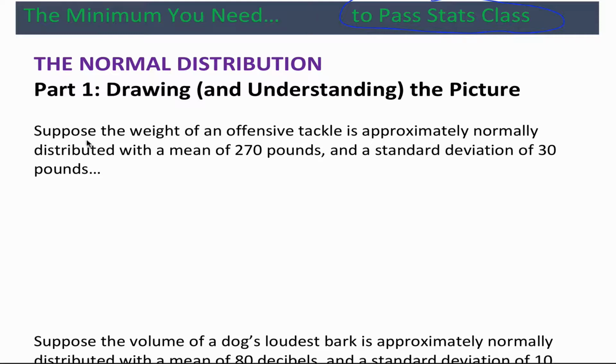So I have a prompt. For example, suppose the weight of an offensive tackle is approximately normally distributed with a mean of 270 pounds and a standard deviation of 30 pounds. And then the question goes on. Maybe it says determine the probability that an offensive lineman selected at random will weigh more than 285 pounds or something like that. But I don't even want to get into the question at this point. All I want to do is understand the picture.